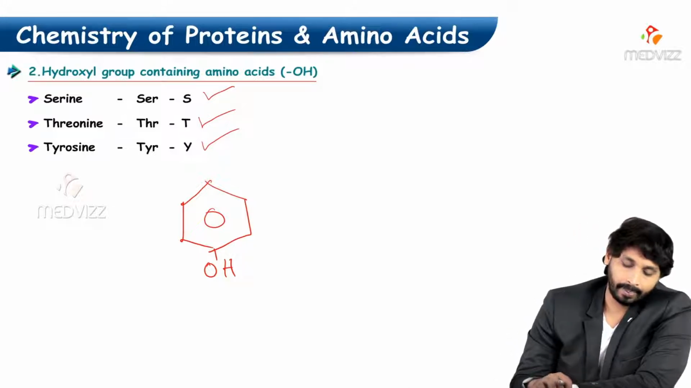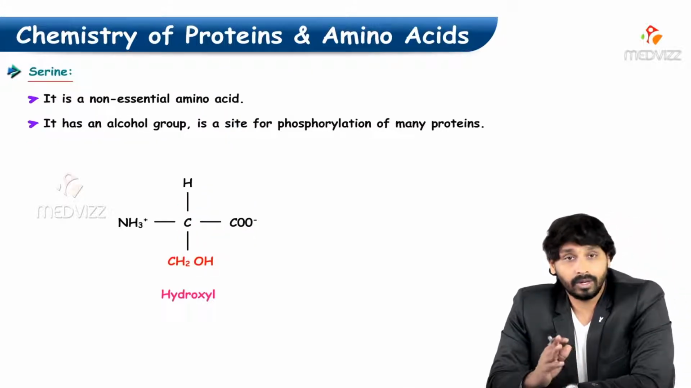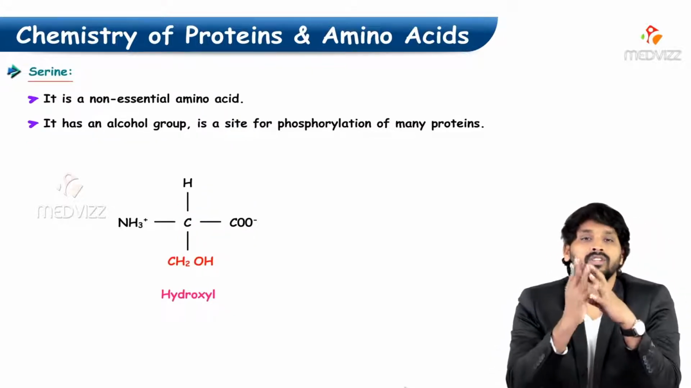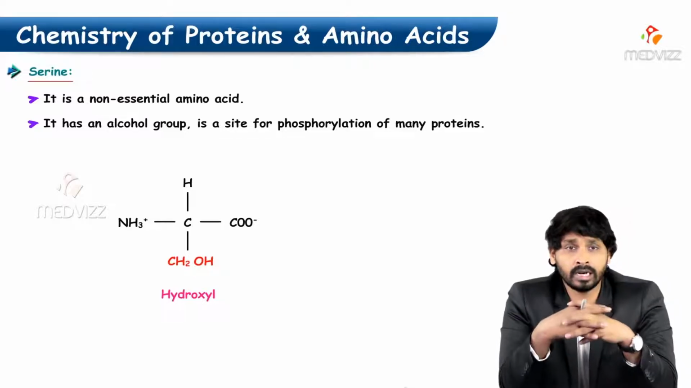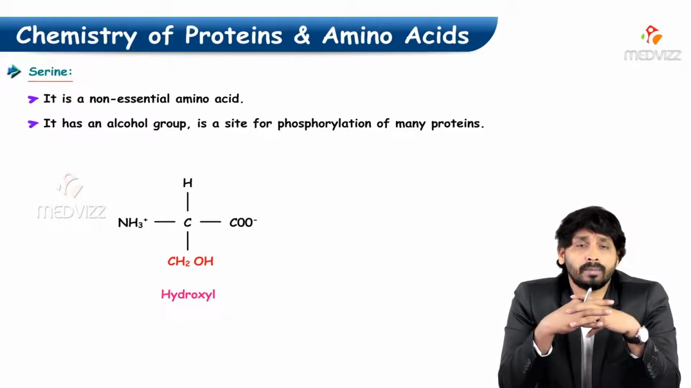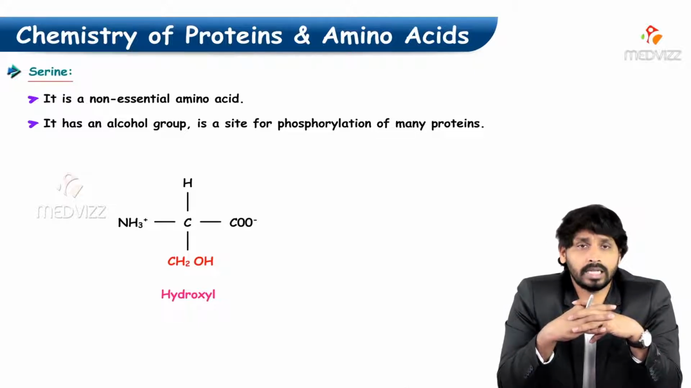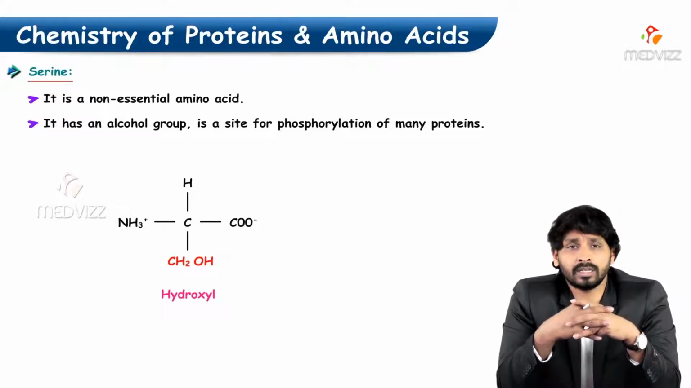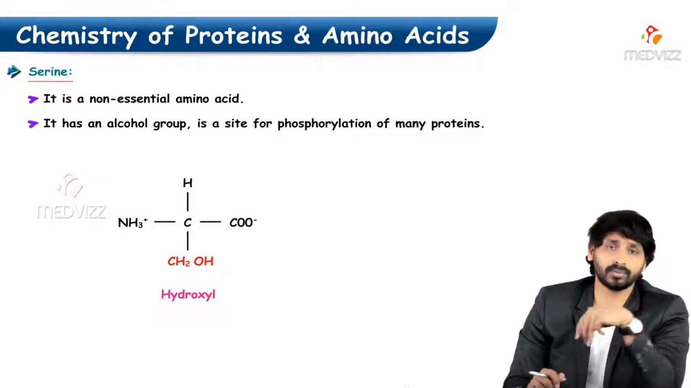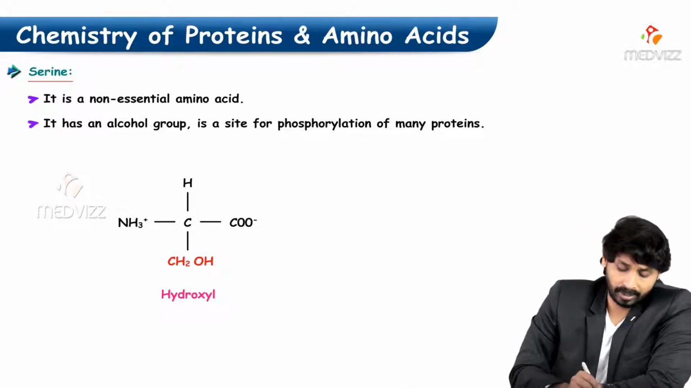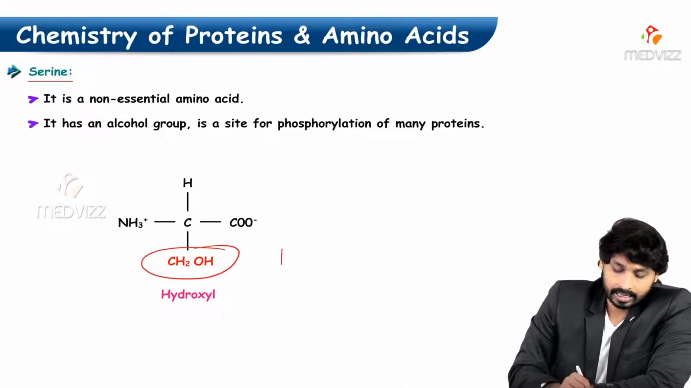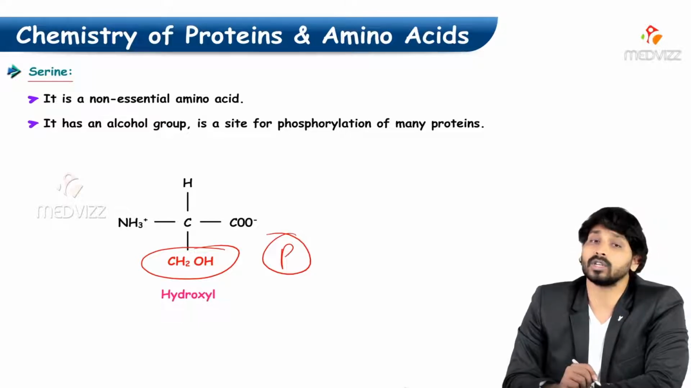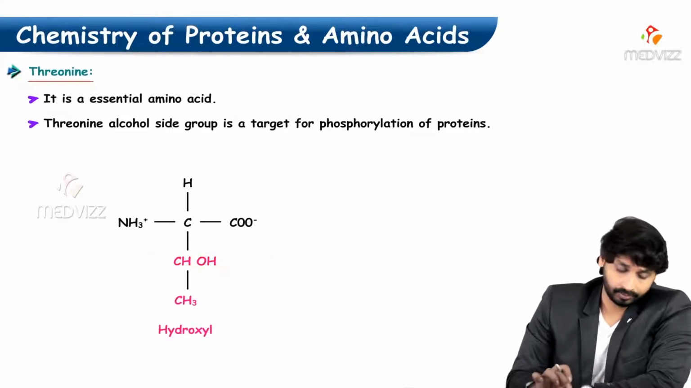Threonine and tyrosine both start with T, but for tyrosine they have taken the second letter as the standard letter, that is Y. So serine, when you come across the structure, is a non-essential amino acid. Why? Because it can be synthesized from pyruvate, and it has an alcohol group. It's a site for phosphorylation of many proteins. Because of the presence of this CH2OH, it can accept phosphate and is involved in many phosphorylation reactions.